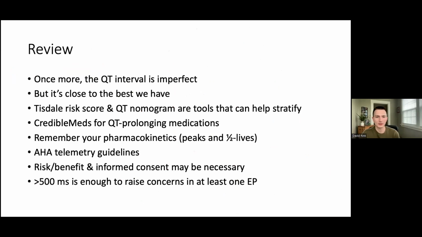So with that said, I will wrap up here. Remember that our QT interval is imperfect. It is pretty much the best thing we have right now, though. There are a couple of resources that we talked about here that can help you risk stratify. And then just remember how we think about monitoring. You can use your knowledge of pharmacokinetics, the telemetry guidelines, and then think about risk and benefit in certain patients. And with that, I will wrap up.